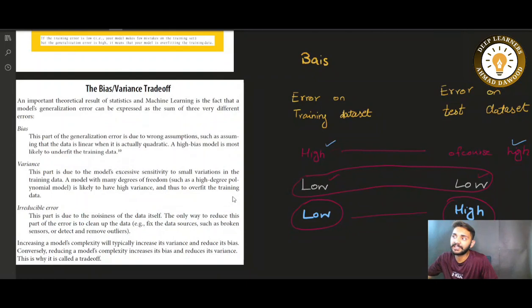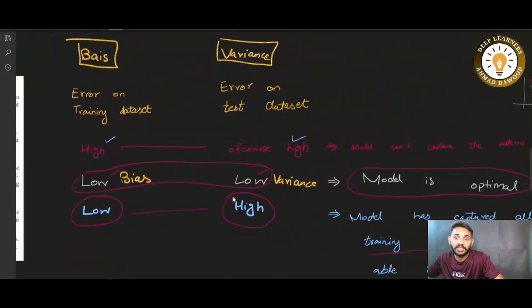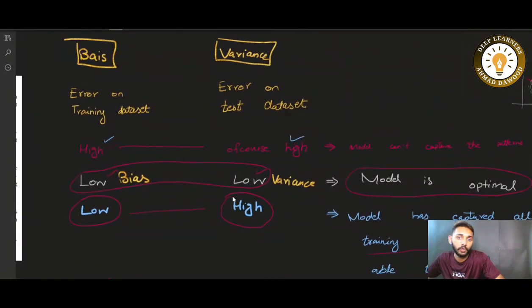The error on the training data set, you will usually say, is bias. The type of error associated with the training data points we usually call bias, and the error associated with the test data points we usually call variance. Keep just this in mind for now. We want a model which has low bias and low variance. This type of model we say is optimal, if it has low bias and low variance.